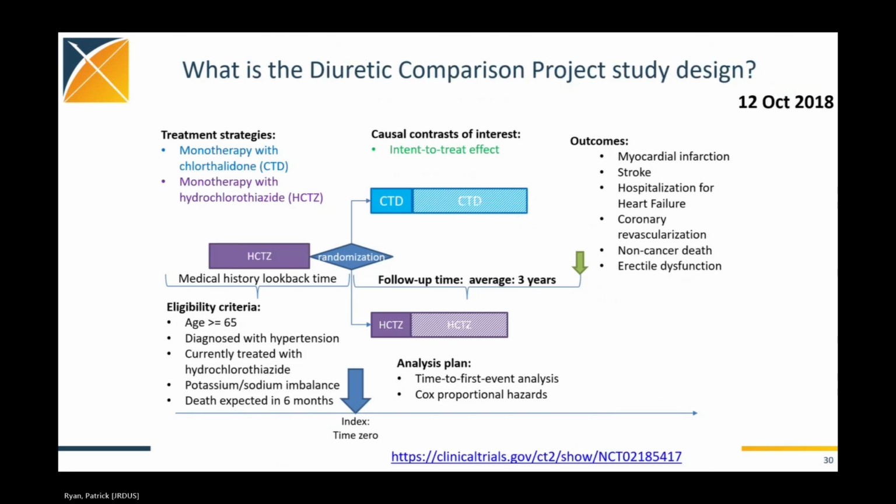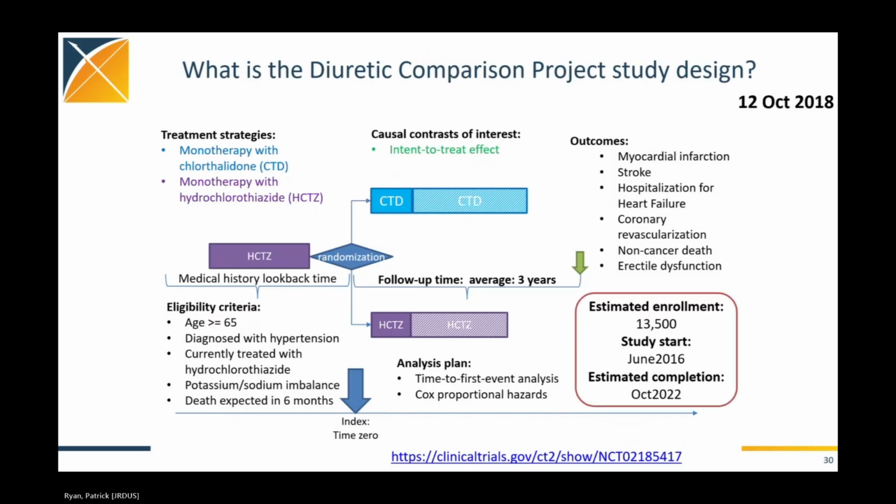But it turns out that at that same time in 2018, there was one more clinical trial that was ongoing, being run by the US Department of Veterans Affairs. It was called the Diuretic Comparison Project, and they were comparing chlorthalidone versus thiazide diuretic. Back in 2018, they said they were hoping to run this study with 13,000 patients. They had started in 2016, and they were hoping to be completed in 2022.